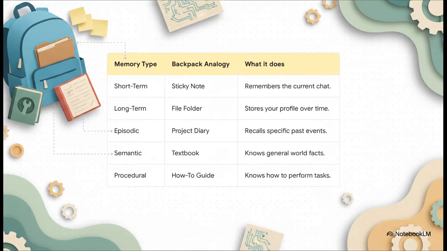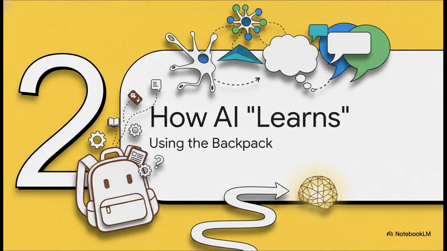So let's do a super quick recap. The sticky note is for the chat that's happening right now. The file folder keeps your profile info over the long haul. The project diary remembers specific things that have happened. The textbook knows a ton of world facts. And the how-to guide knows how to get things done. See? It's just a really organized backpack. Okay, so we know what's in the backpack. But the next big question for our project is, how does the AI actually use all this stuff to seem like it's getting smarter and adapting to you?